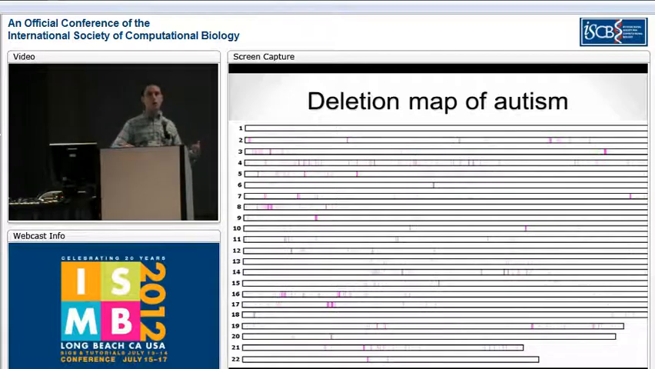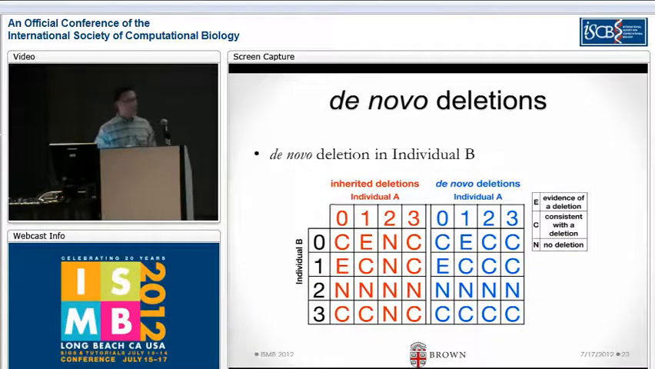So one of the outputs of this software is also a deletion map, if you're going to run this chromosome-wide or genome-wide. And here, the intensity of the violet color corresponds to the density of the deletions. And down here is that section of chromosome 22 that we were seeing before in the deletion heat map.